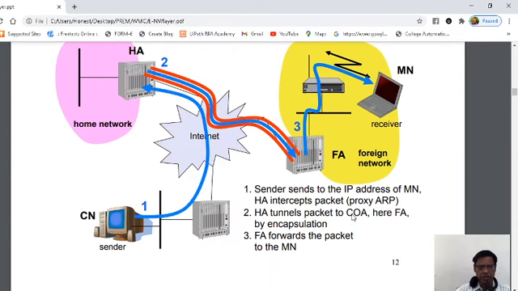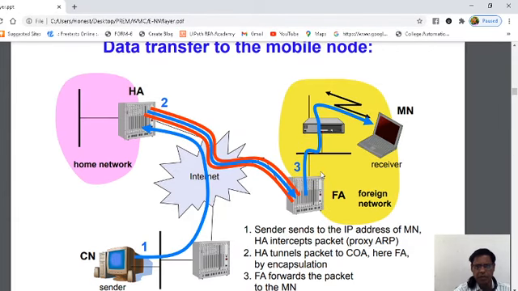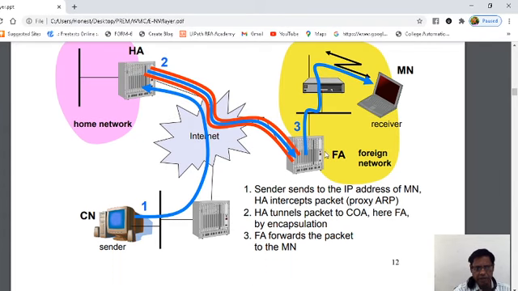Okay, so this is how the sender transmits the data: it sends to the home agent. From the home agent, through the internet, it reaches the mobile node in the foreign network, at the foreign agent. The sender sends to the IP address of the mobile node.